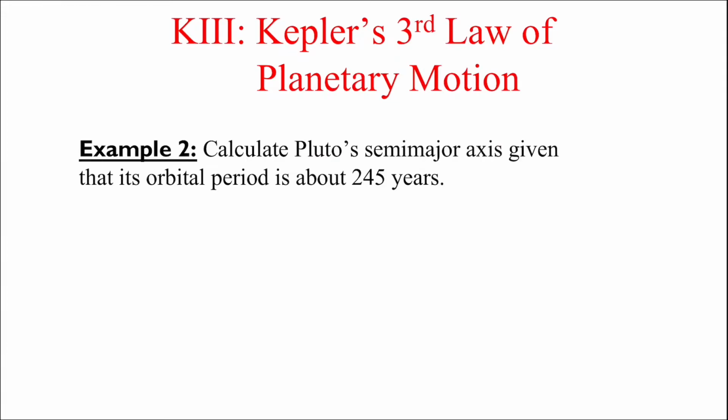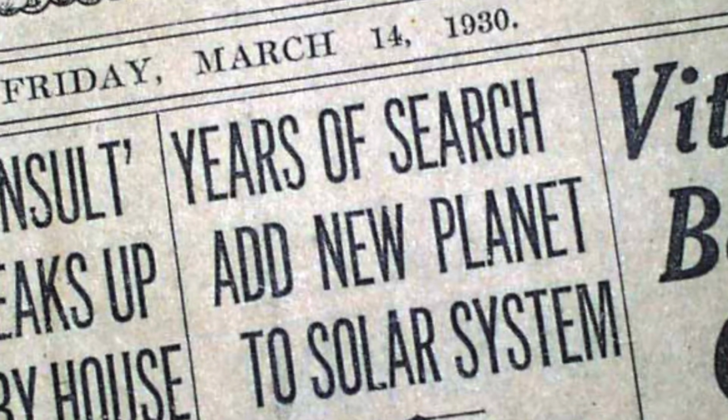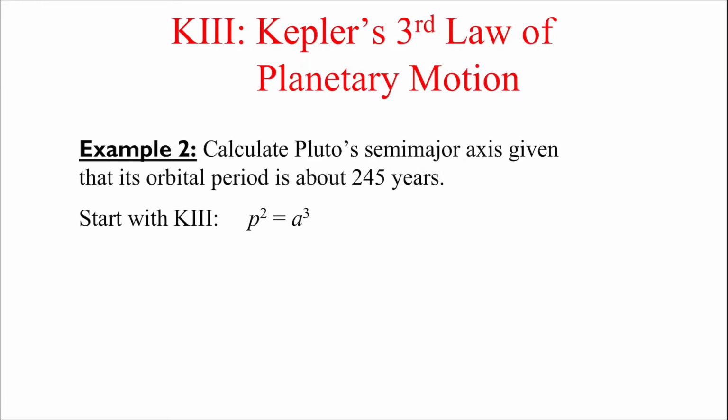In our next example, we'll calculate Pluto's semi-major axis, given that its orbital period is about 245 years. This means that Pluto takes 245 years to complete one full orbit, just one. It takes more time for Pluto to do this than we've even known about the planet since its discovery in 1930. So, just like last time, we start with Kepler's third law, p squared equals a cubed.